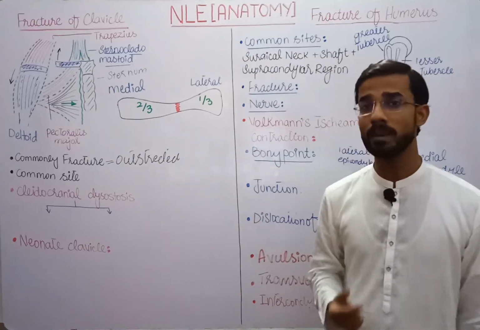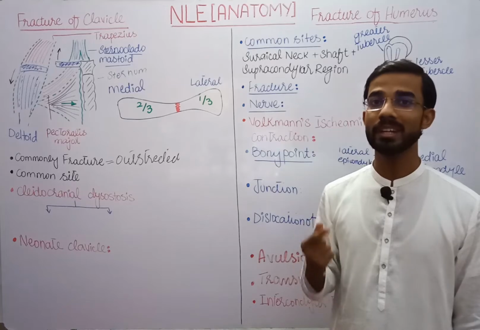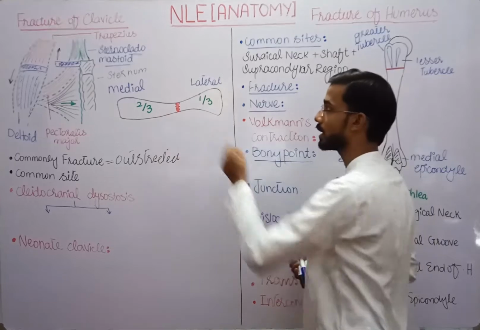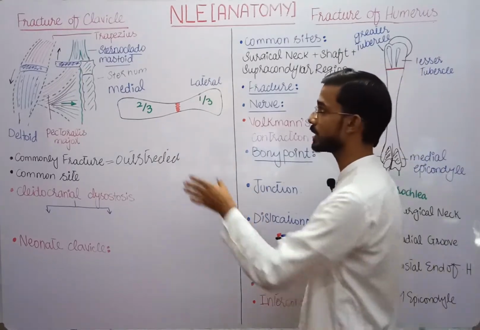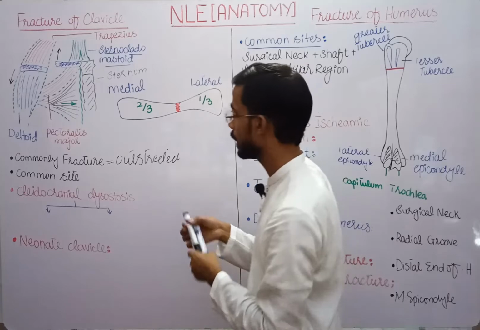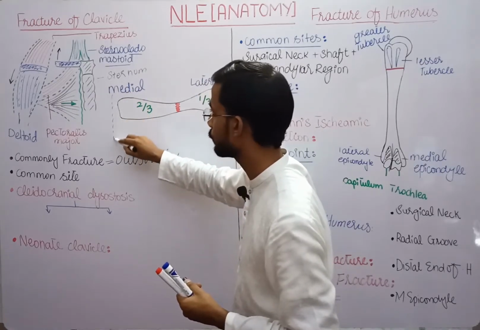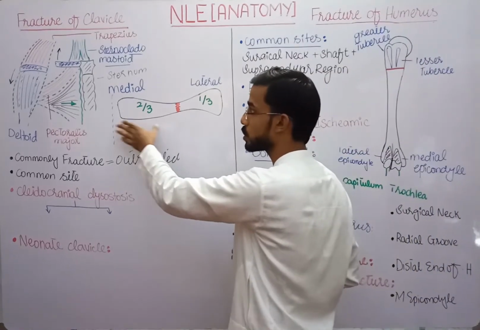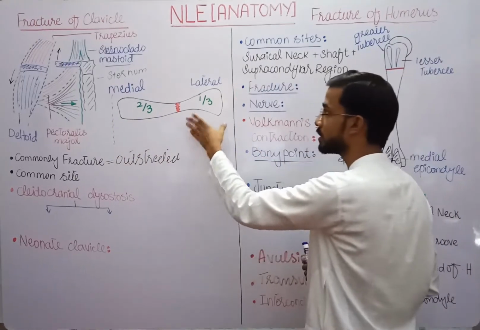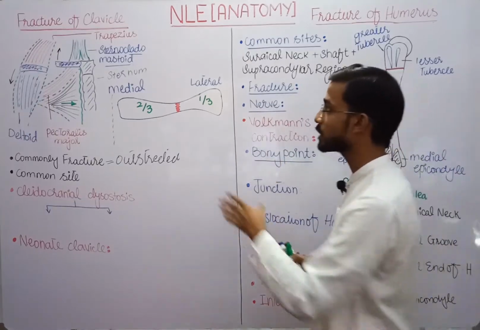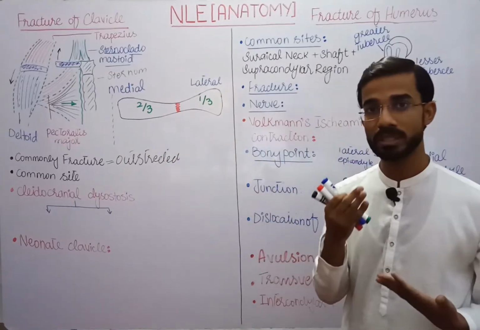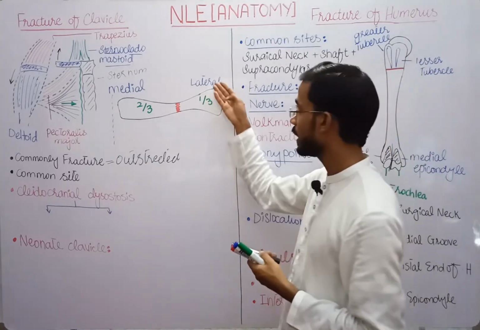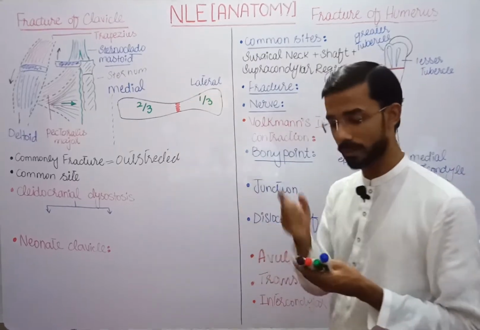But what is the common site at which the clavicle gets fractured? We will see. This is the clavicle bone, and this is the medial portion. This is the center of the body, which is shown by the dotted line. This is the medial portion, which is towards the center, and this is the lateral portion, which is away from the center of the body. We divide the medial segment and the lateral segment into different components. Lateral is 1/3 and medial is 2/3.